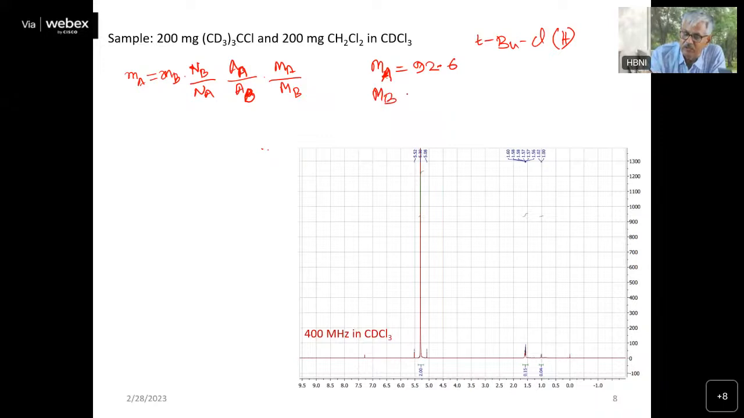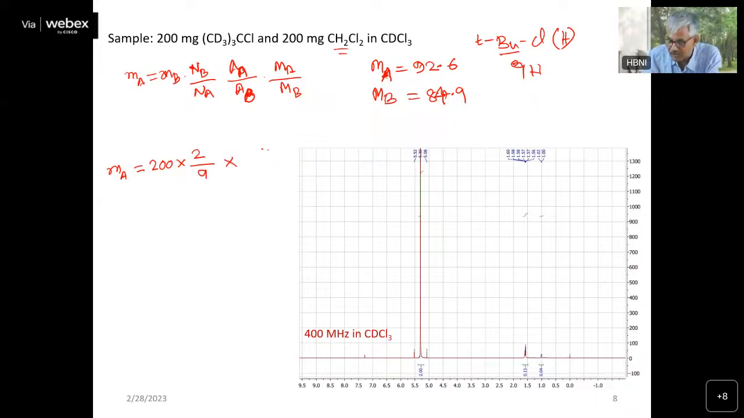MB is nothing but your dichloromethane, that is 84.9. Okay, so now you can find out M of A is equal to MB, we have taken 200 milligram, into NB is, now if you see dichloromethane there are two hydrogens, so we'll take 2 divided by how many are there? There are 9 hydrogens. Okay, there are 9 hydrogens here, so I'll put 9.